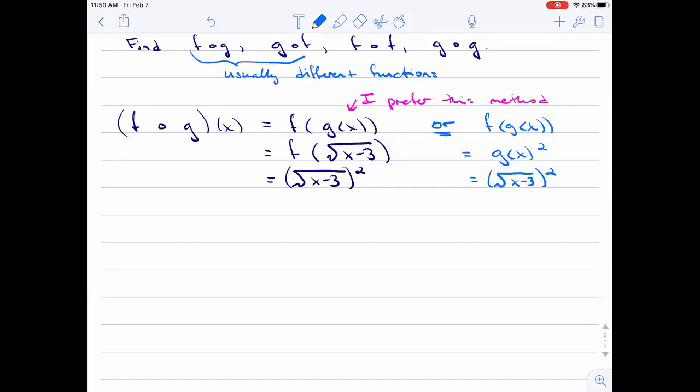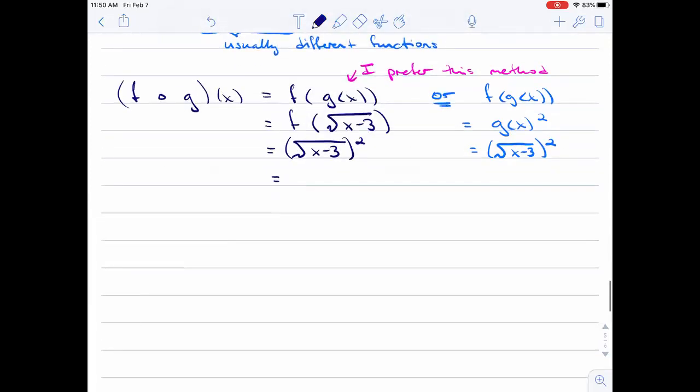Okay, so now usually we have to expand and simplify. And so now if I just keep working on this darker one, then I have x minus 3, so the root of x minus 3, but then I'm squaring it, and so now I'm just left with x minus 3.